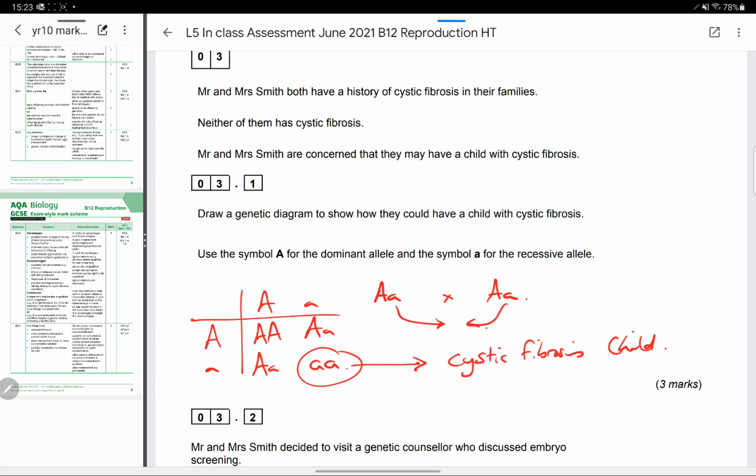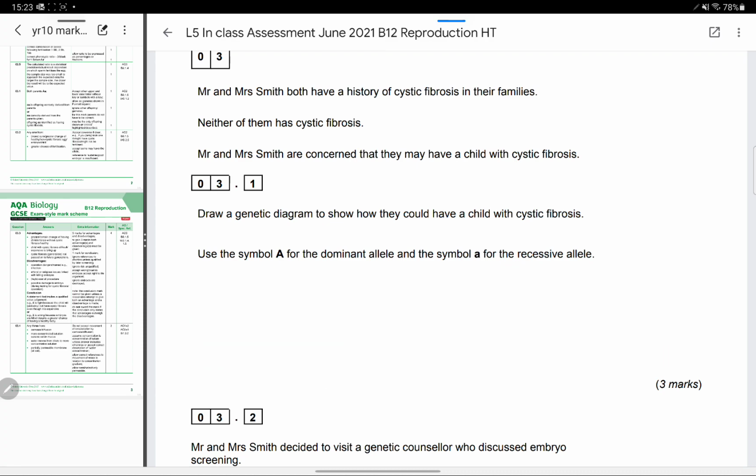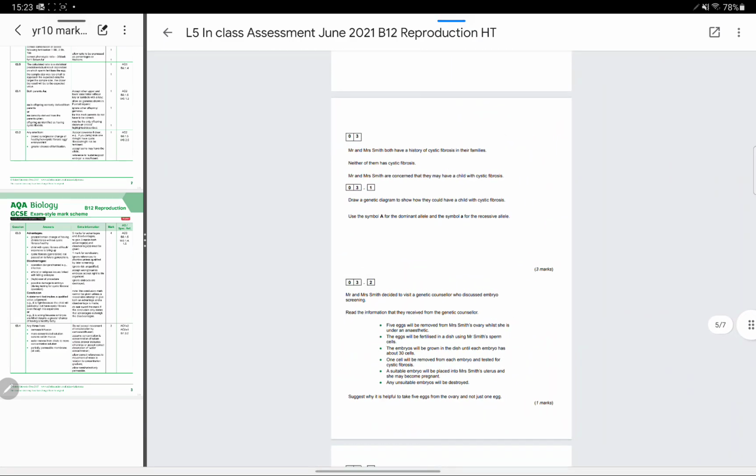Some people just did the Punnett square and didn't label the child. Okay, so you need to have gone on to do that. So 3.2.